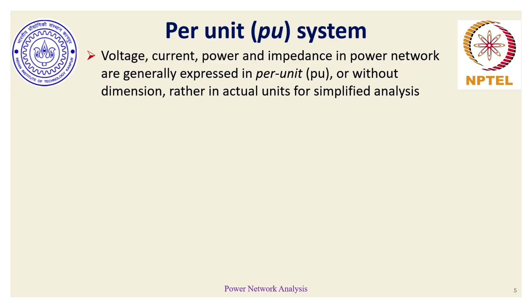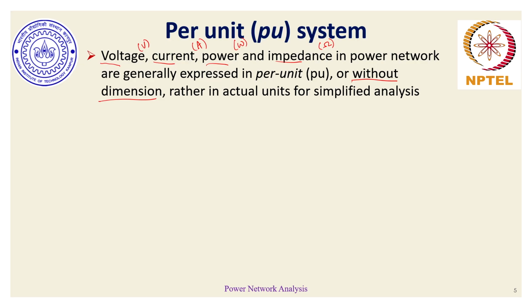As the term per unit says, it is essentially re-representing the power network quantities, which are essentially going to be either voltage, current, power, or impedance, which often have their units as volt, ampere, watt, volt ampere, etc., or impedance in terms of ohms. Instead of representing these electrical quantities, is there a way to represent them as dimensionless quantities, that is without dimension? So yes, it is possible, and that is where per unit system comes in.